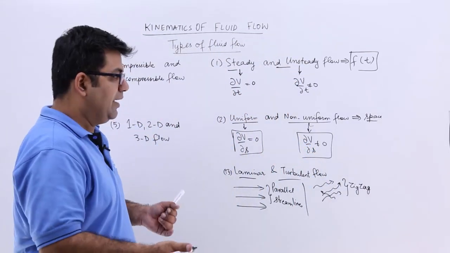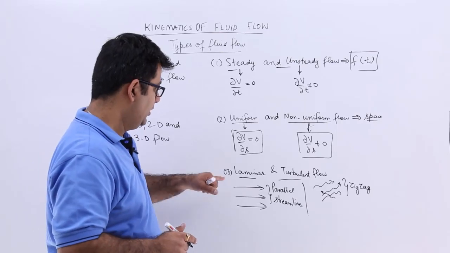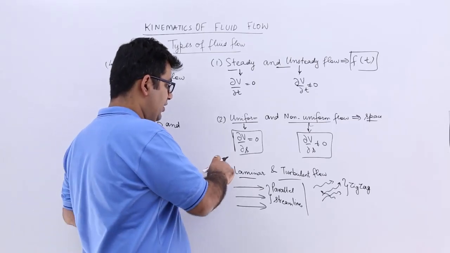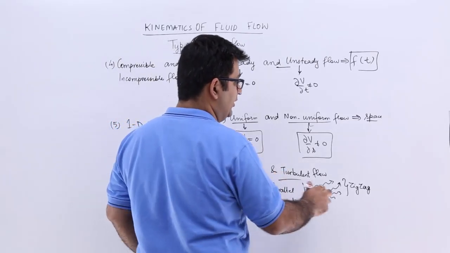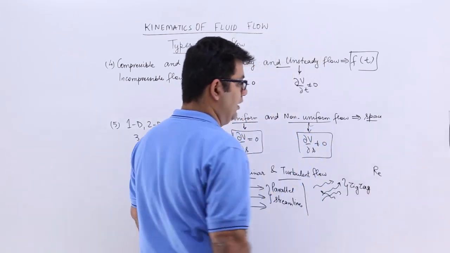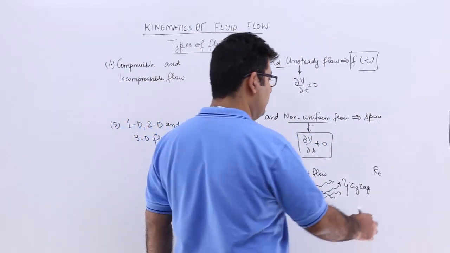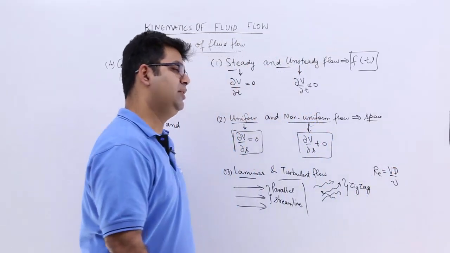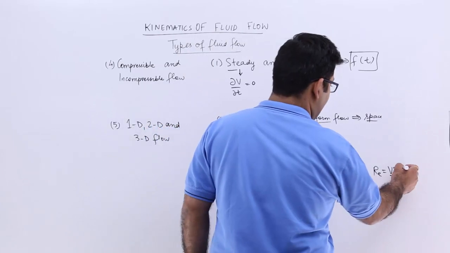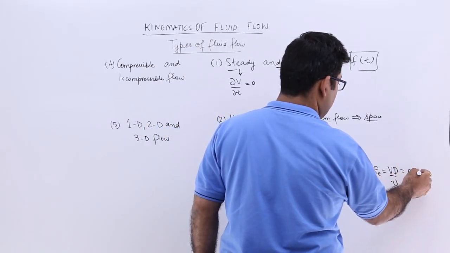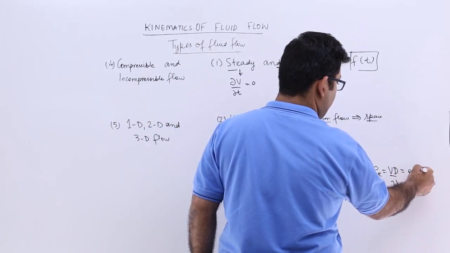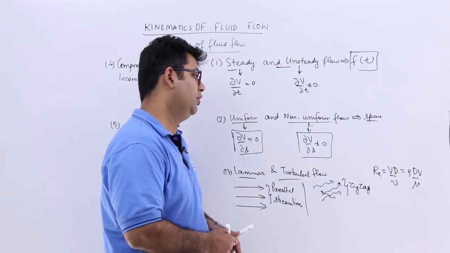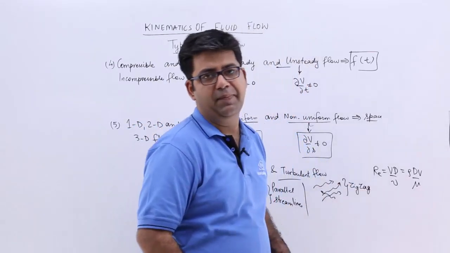Now, in a pipe flow, the demarcation of a flow being laminar or turbulent depends upon the Reynolds number. So Reynolds number is given as V into D upon nu, where nu is the kinematic viscosity, and this can be put as rho D V upon mu, where rho is the density, D is the diameter, V is the velocity, and mu is the dynamic viscosity.